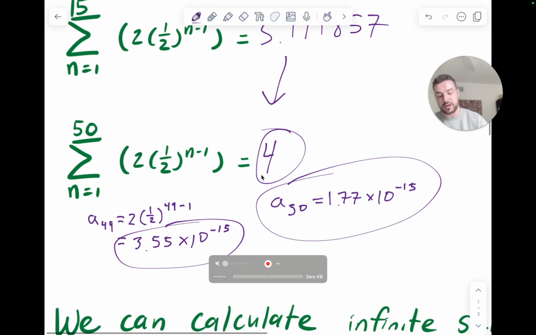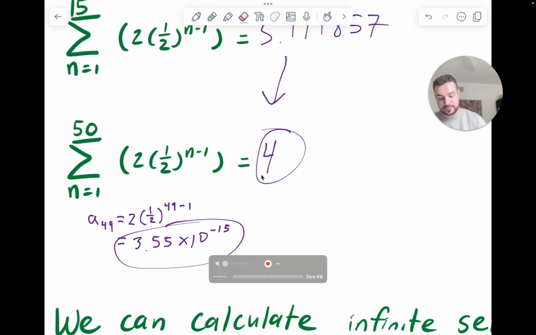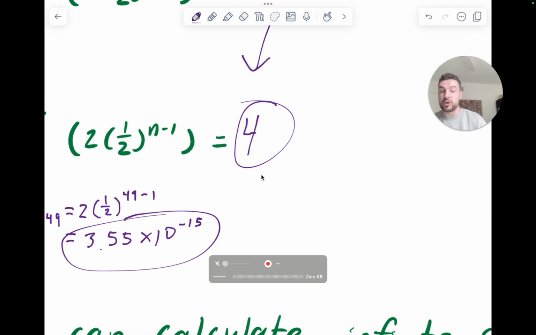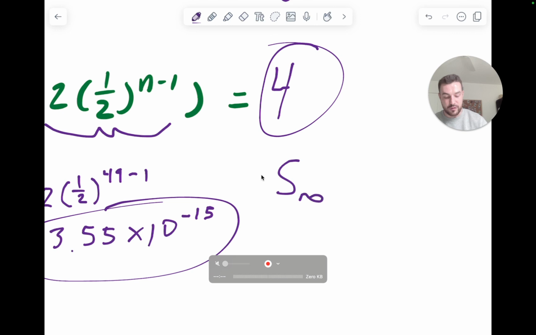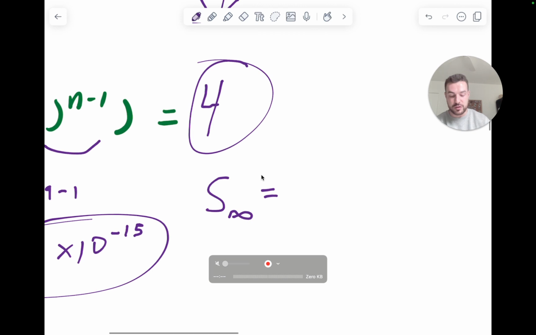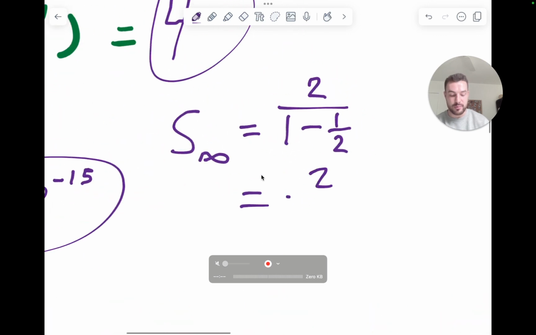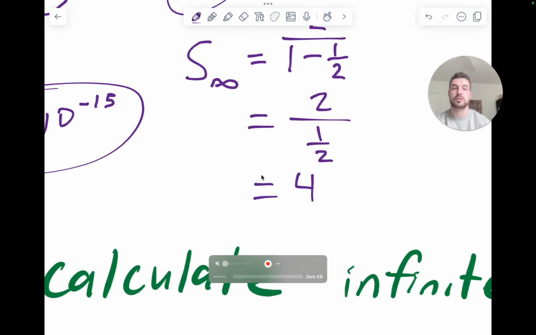So here's my example. If I just get rid of some of this, if we were to take the sequence described by this explicit formula, and I wanted to find the sum of all of the terms ever that are going to be in that sequence, the infinite series, then I would take my first term, which is 2, divide it by 1 minus my ratio, which is 1/2. If we do that, we get 2 divided by 1/2, which is really just 4.